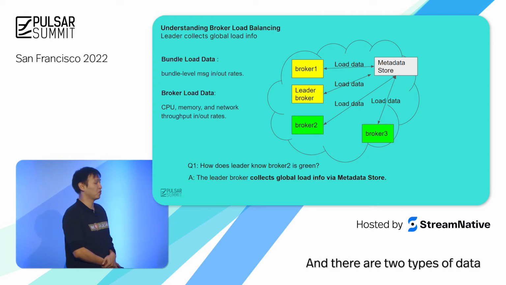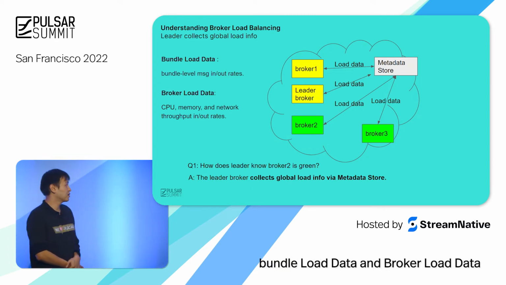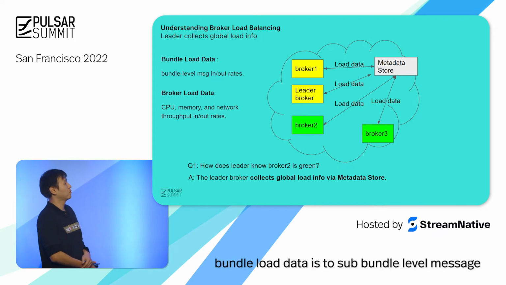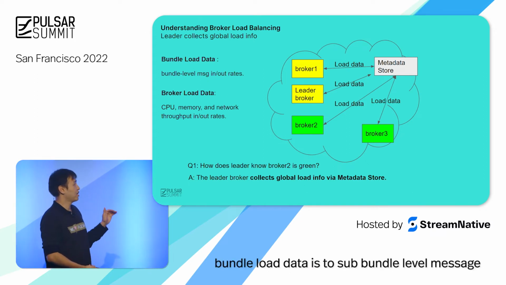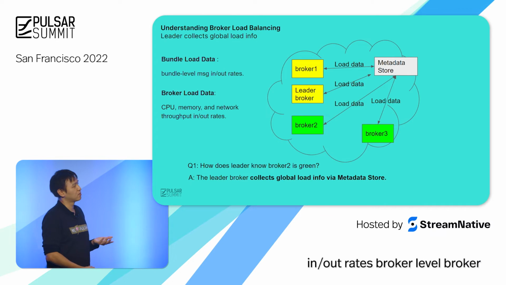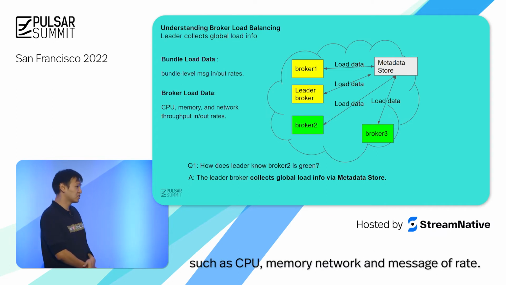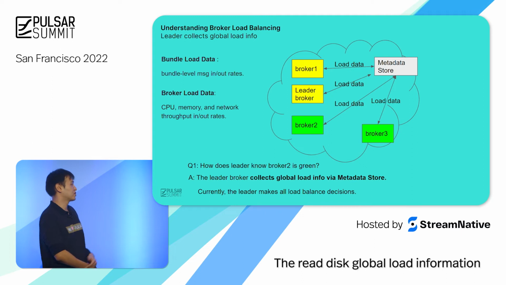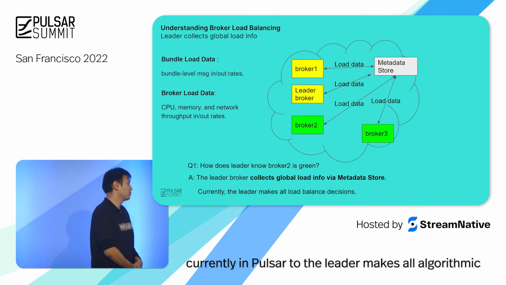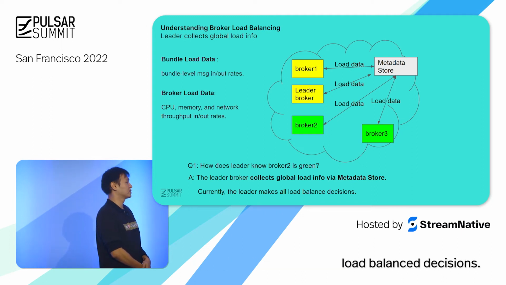There are 2 types of load data, bundle load data and broker load data. Bundle load data is just bundle-level message in and out rates. Broker load data is broker-level resource usage, such as CPU, memory, network, and message rate. Then with this global load information, currently in Pulsar, the leader makes all algorithmic load balance decisions.